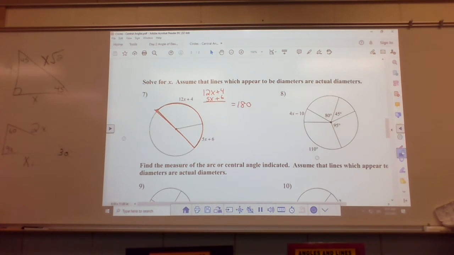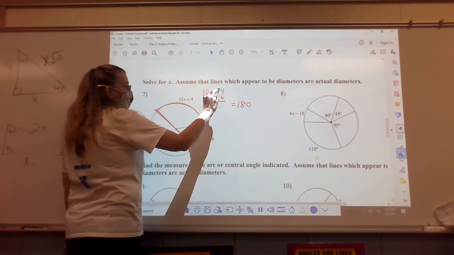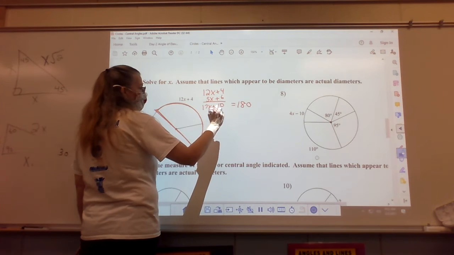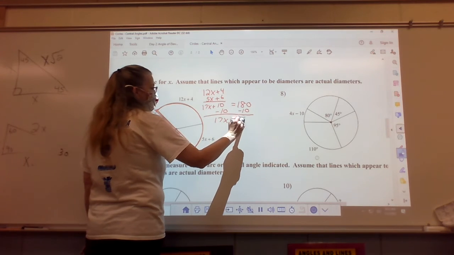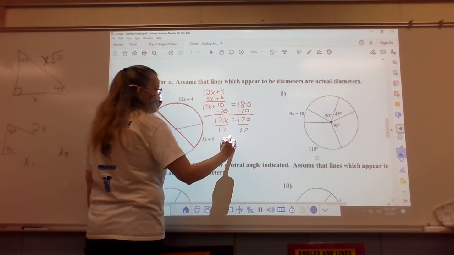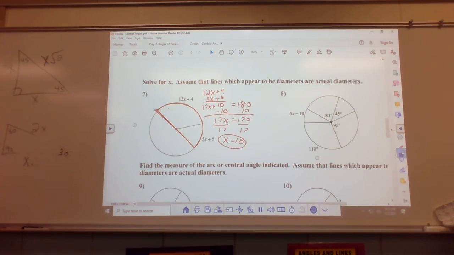So sometimes we do things off a half a circle. Well, I get 17x. I get 10. Now it's just the normal solving equations. Subtract 10 from both sides. 17x equals 170. Divide by 17. X equals 10. That's my answer. It does say solve for x. I could have said plug it back in to get the angle or the arc, but I didn't do that. I just said solve for x. So you don't have to plug it back in.